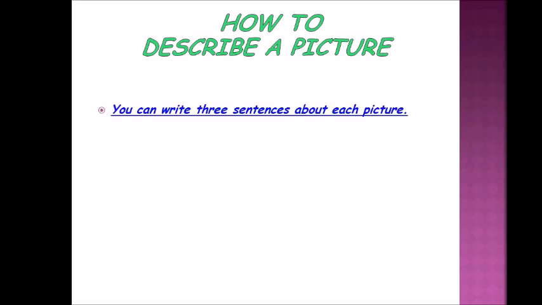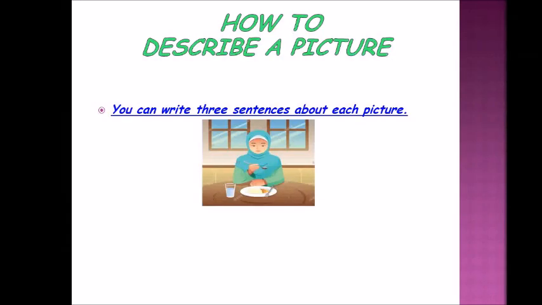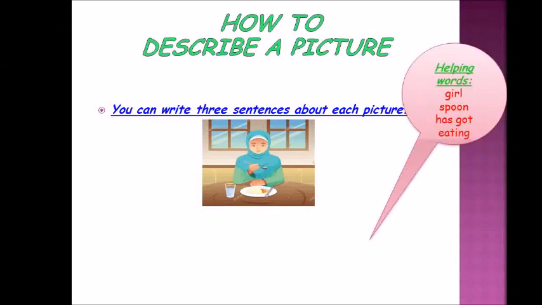You can write three sentences about each picture. Yes, now I want you all to look at this picture carefully and read the helping words. Girl, spoon, has got, eating. I can hear you, my dear students. Excellent! We can start this with the same beginning.